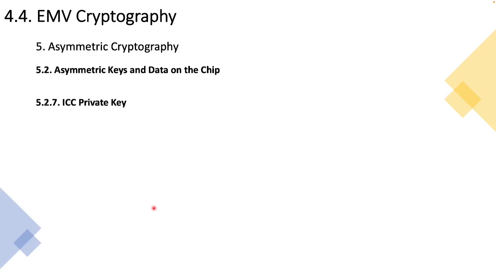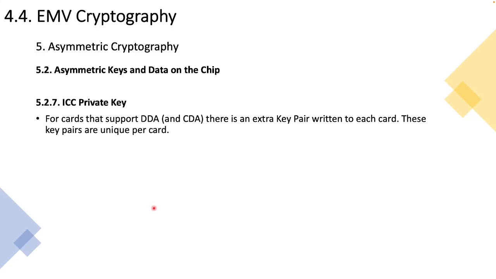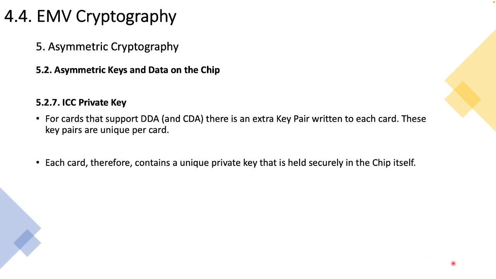Next, we have something called the ICC private key, and this is very relevant, very important. This is used for DDA and CDA, which should be all the cards out in the market today. This is an extra key pair written to each card. These key pairs are unique to each card, so no two cards will share the same ICC private key. The keys are written to the chip itself, stored securely within the chip, and not accessible. There's no way to actually view these keys on the card.